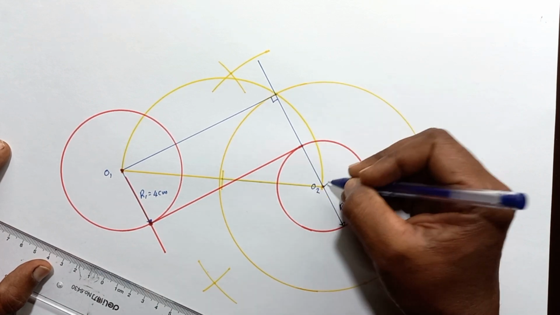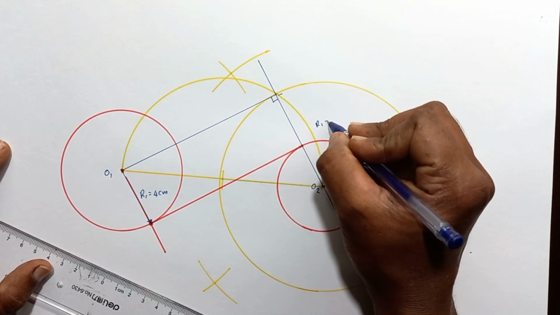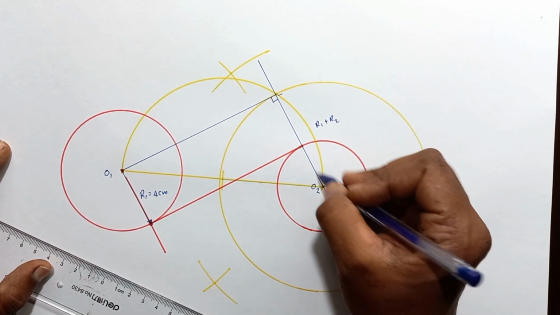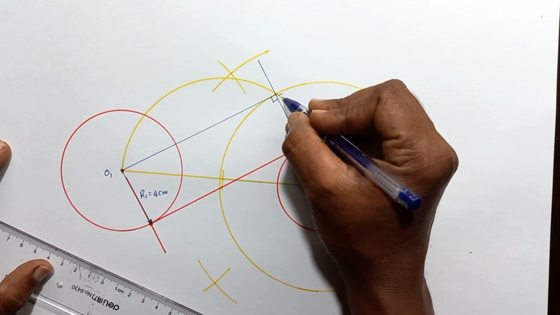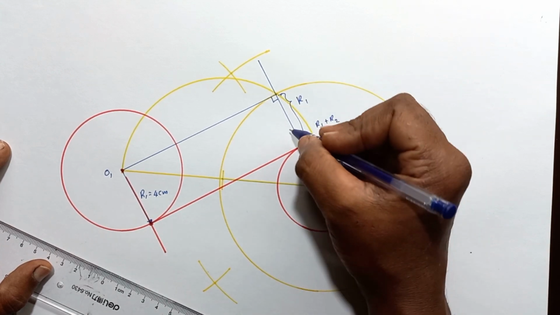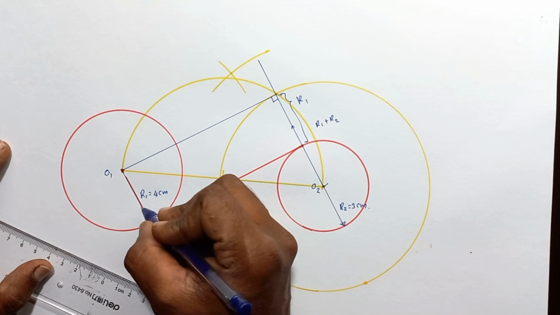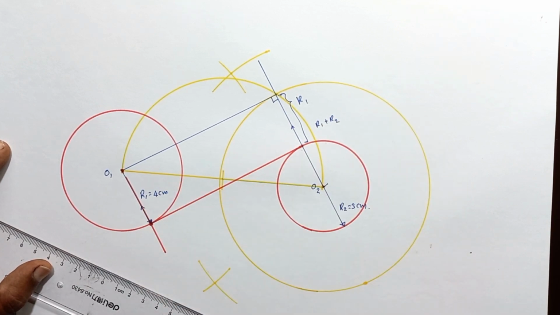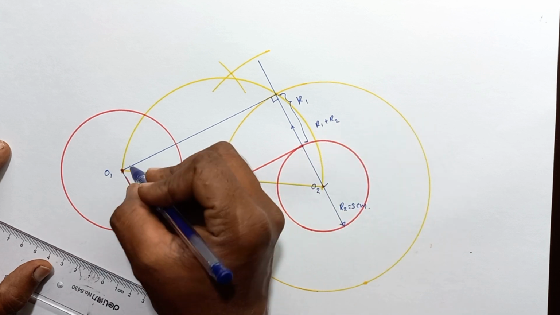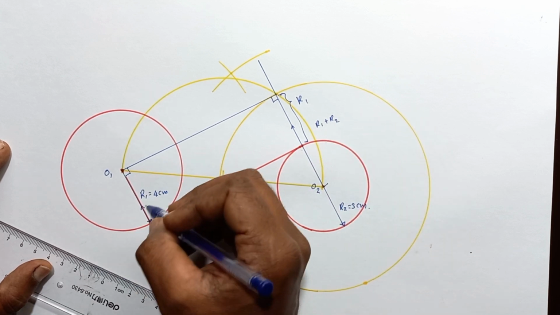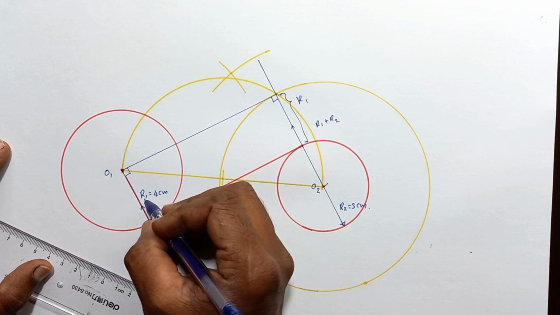Then you can see this length is equal to R1 plus R2. Then this length is equal to R2. So this length is equal to R1. Then you can see this line is parallel to this line. This line is parallel to this line. So this one also should be 90 degree. So this one is R1.